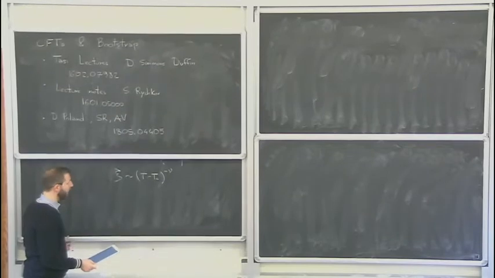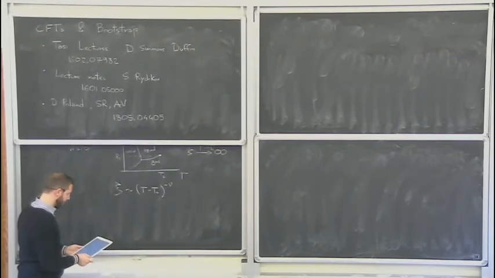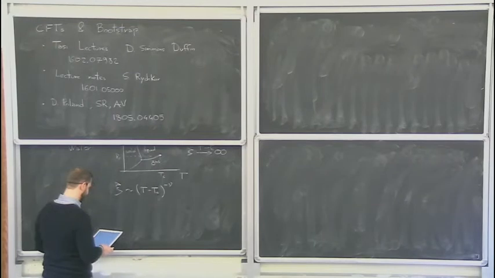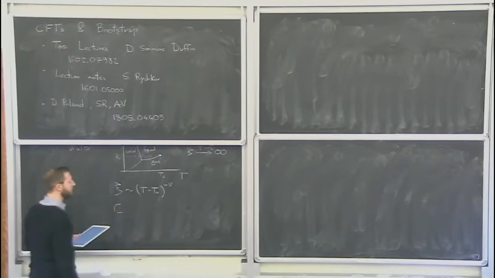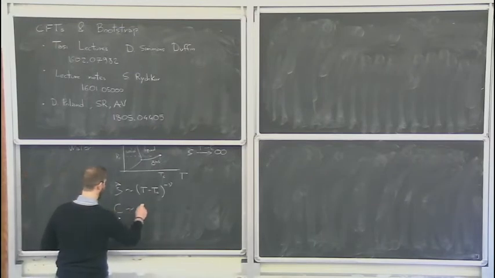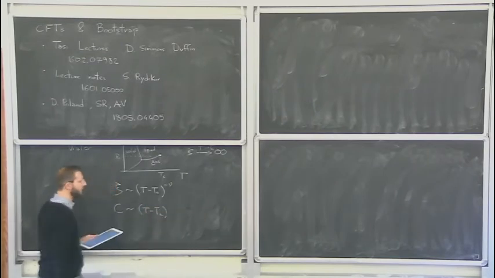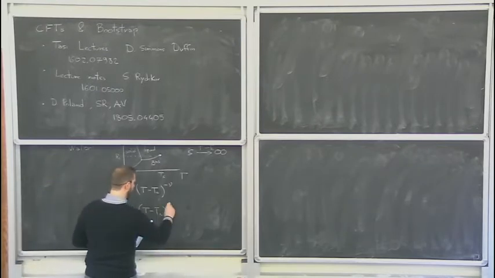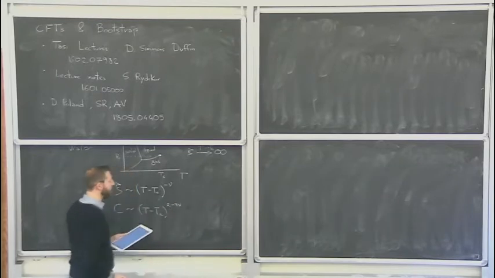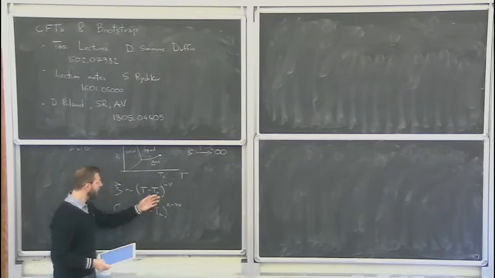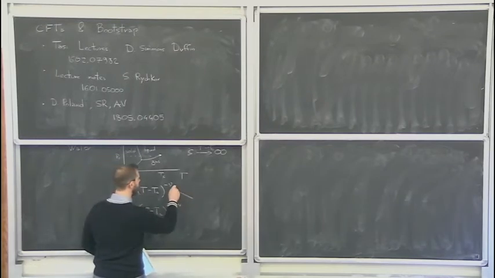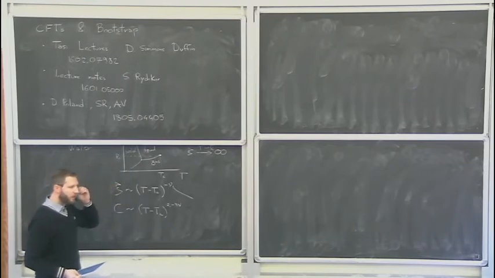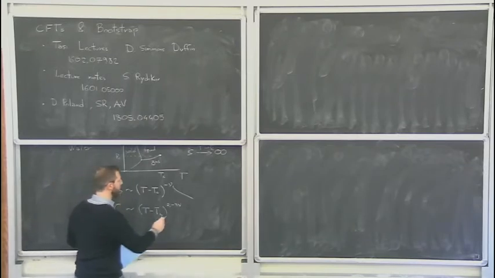And similarly, you can compute other observables, for instance, the heat capacity, which is usually called C. This will also scale as a power of the difference between the temperature and the critical temperature. And this is usually denoted by 2 minus 3 nu in three dimensions. Sorry. So these exponents here are called critical exponents.